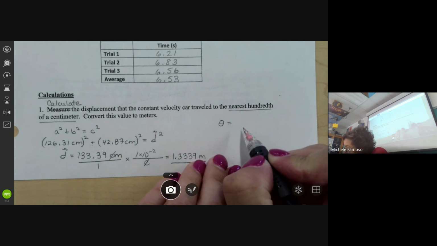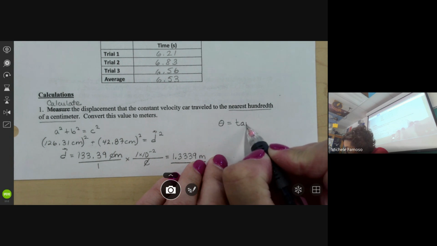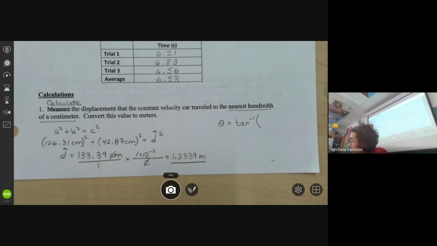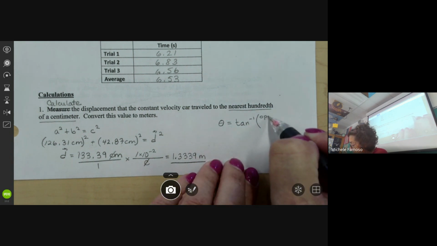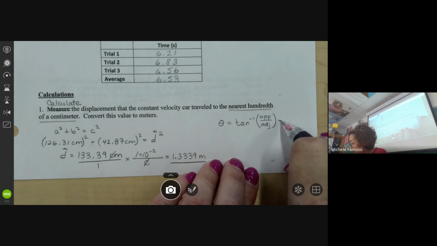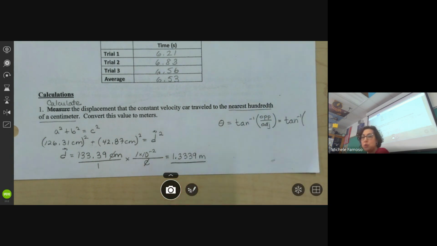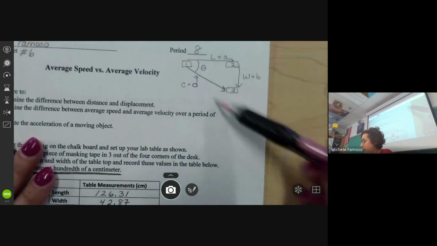I'm sorry? Inverse tangent of the... when you do tan in SOHCAHTOA, what are the two sides divided by each other? Opposite and adjacent. Let's start with that. Opposite over adjacent. Now, let's see if we can change them to the variables that are here.